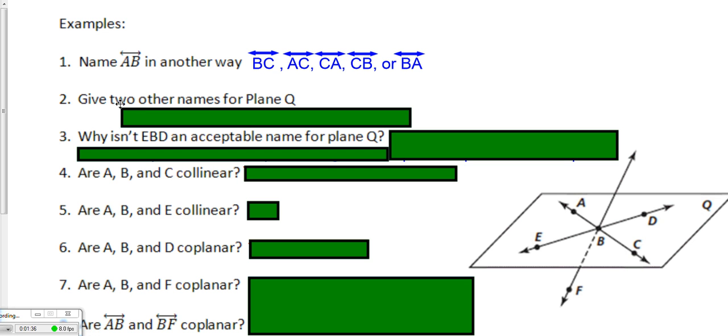Example 2 then, give 2 other names for plane Q. So notice this flat surface, we've called it Q. It's the plane that we are in. Again, remember it technically goes on forever in all directions. It's just one large flat surface.